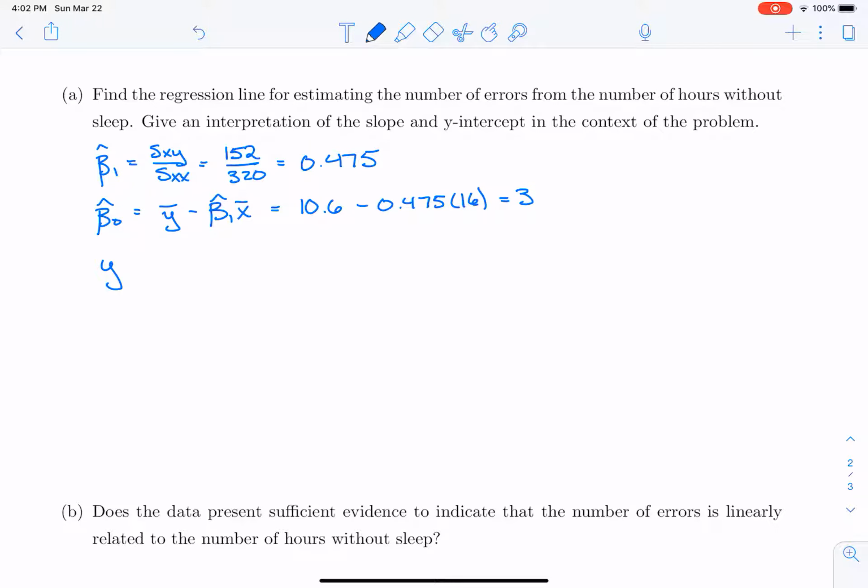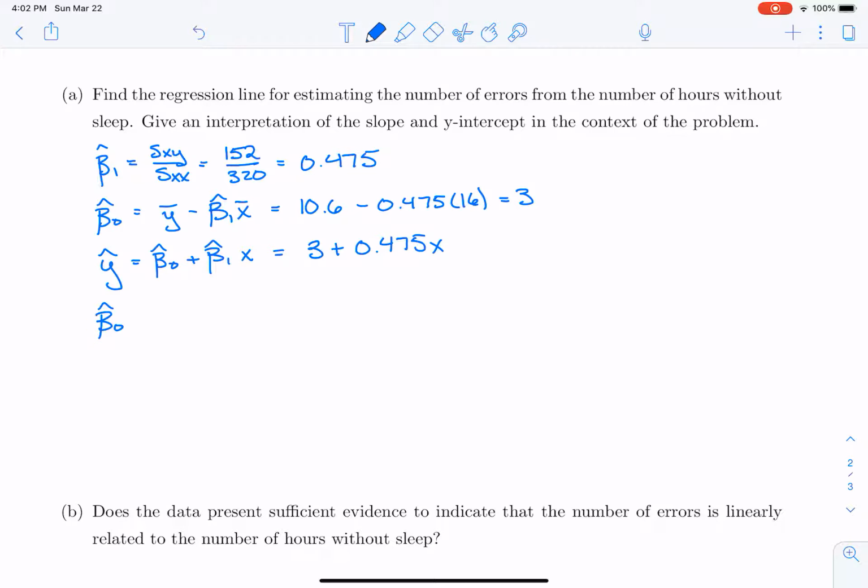Okay, so what is our regression line? Y hat is beta 0 hat plus beta 1 hat x. And that's going to work out to 3 plus 0.475x. Now we want to interpret each one of these parameters.